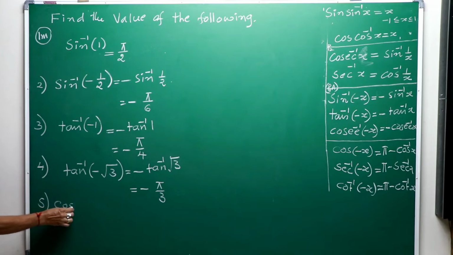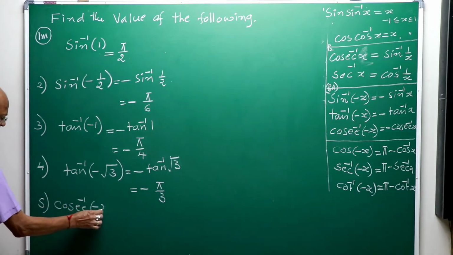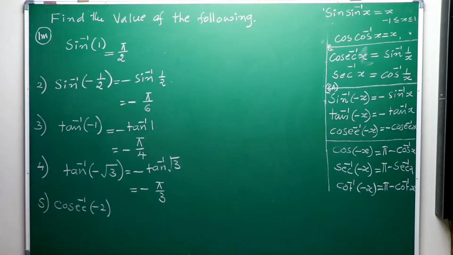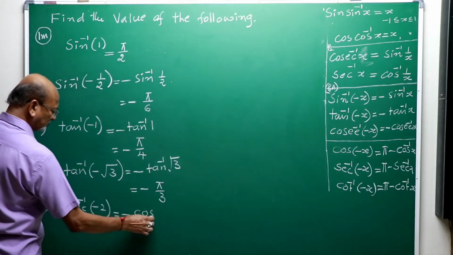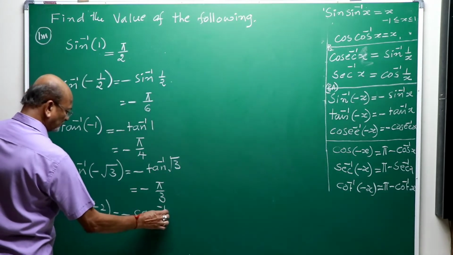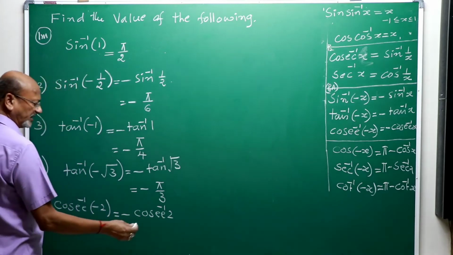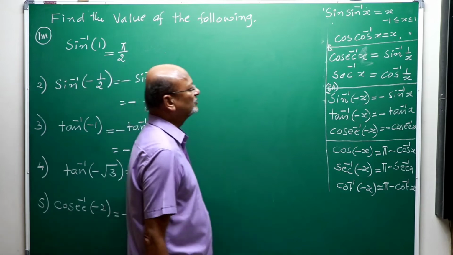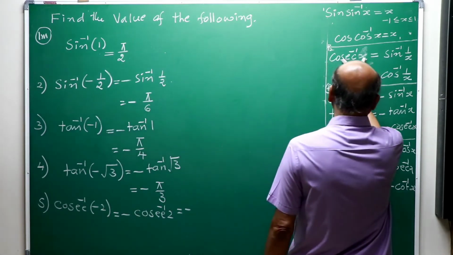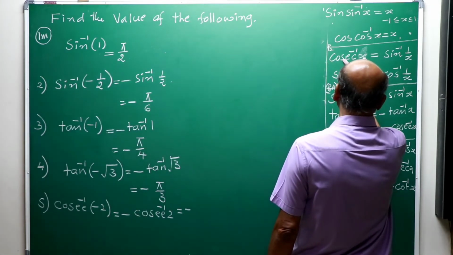Cosec inverse of minus 2. Yes, my friend, what is it? Minus cosec inverse of 2. Now you can convert this cosec inverse to sine inverse by making use of this property. Tell me, what is cosec inverse x?